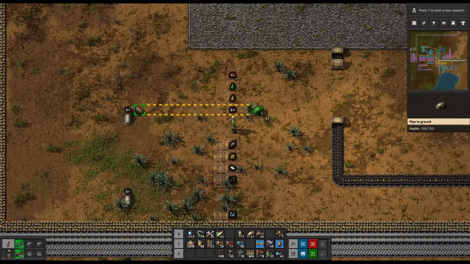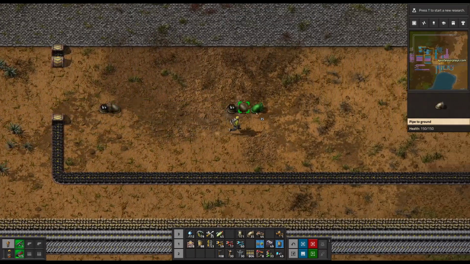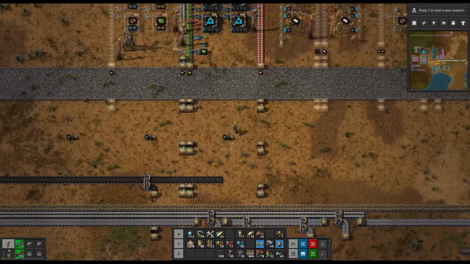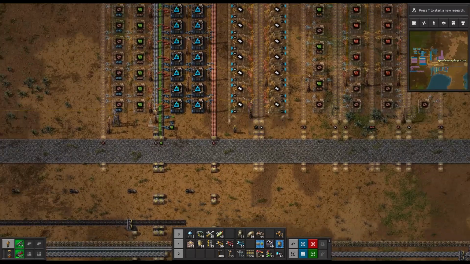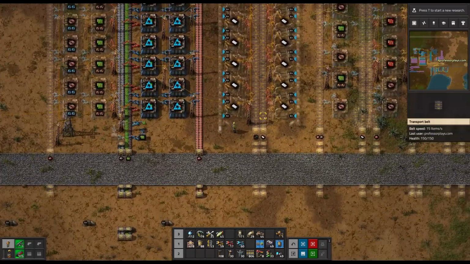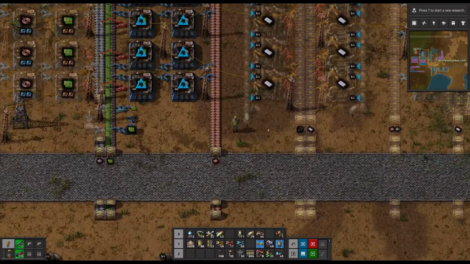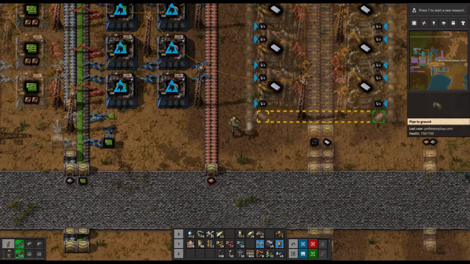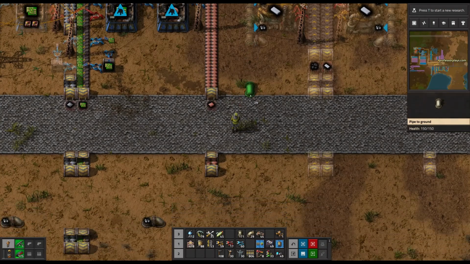So I'm just going to bring this pipe to ground down the bus. That's where I want petroleum gas. And that is going to be used to make things like plastic, for example. So here's my blueprint that makes plastic. There's chemical plants, and you can see they are set to make plastic, and it wants petroleum gas. So it wants petroleum gas right here.